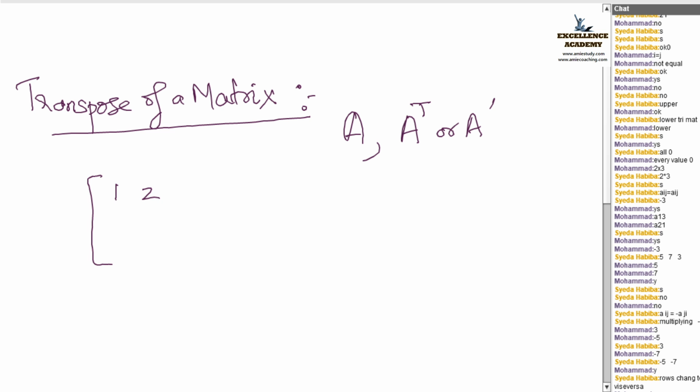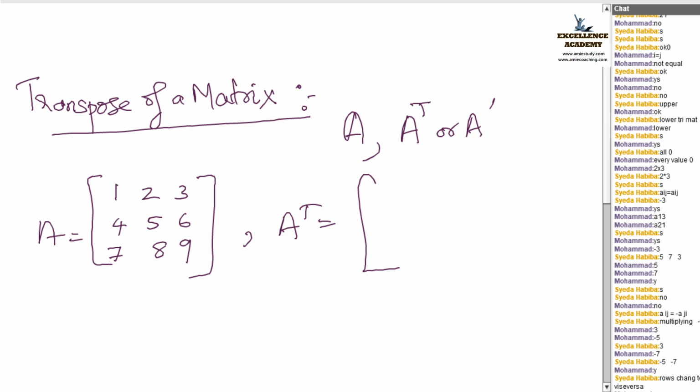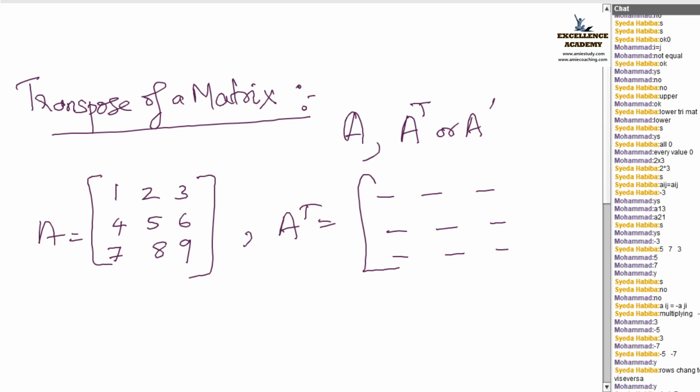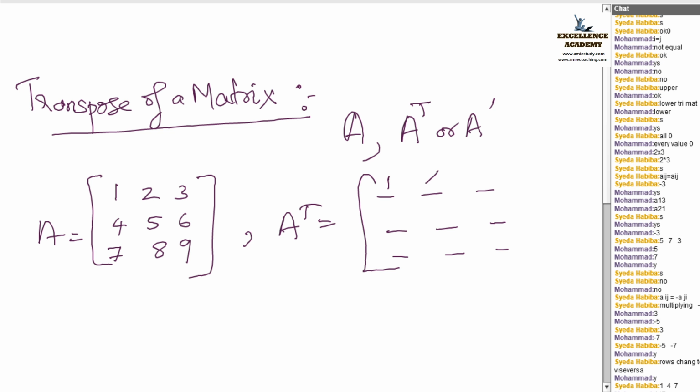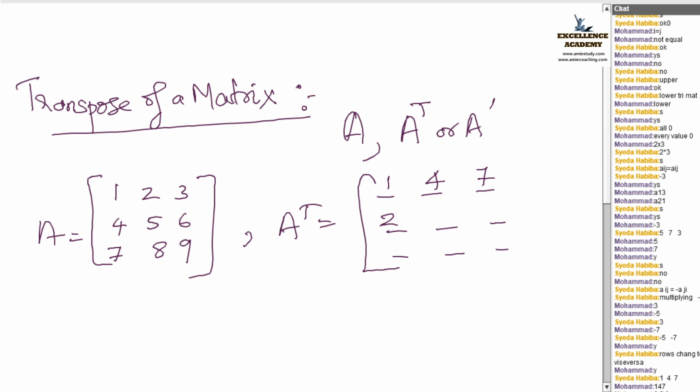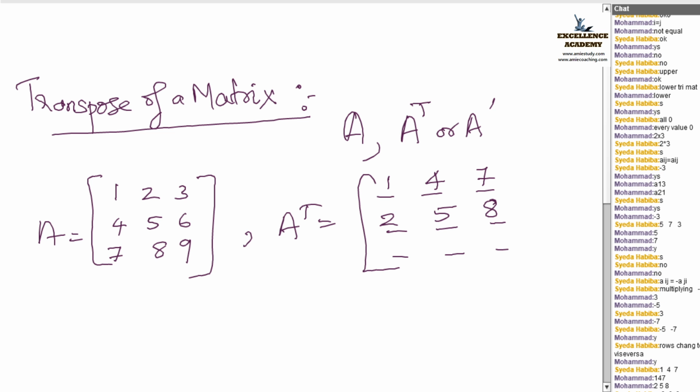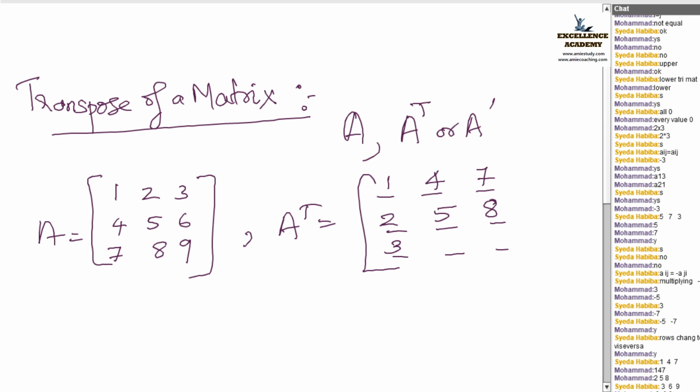That is, if I write 1, 2, 3, 4, 5, 6, 7, 8, 9, this is A. Can you tell me what A transpose is, in the same order like this? Yes, it will be 1, 4, 7, right? What about the second row? Yes, 2, 5, 8. And 3, 6, 9. Right.